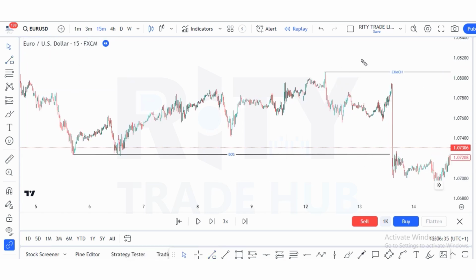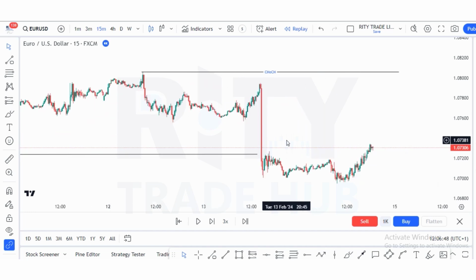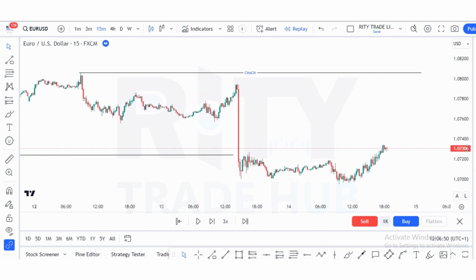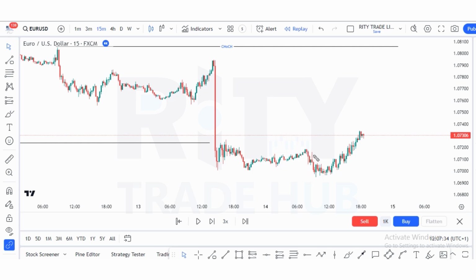After marking out our change of character zone and our break of structure, we can clearly see that price did break our structure here. After break of structure, the next thing to do is to identify our inducement. Let's quickly go ahead and mark out our inducement right here. As you can see, we have a recent pullback here that broke our previous low right here. If you don't understand the concept of pullbacks, you can watch the video on this channel.